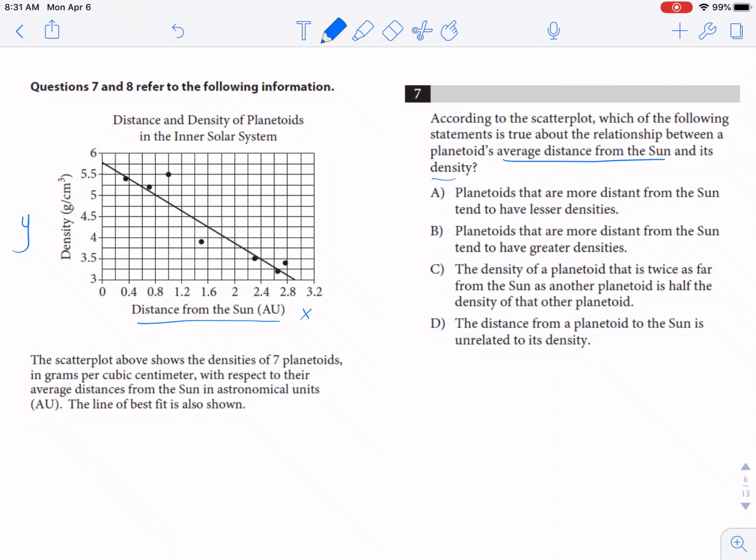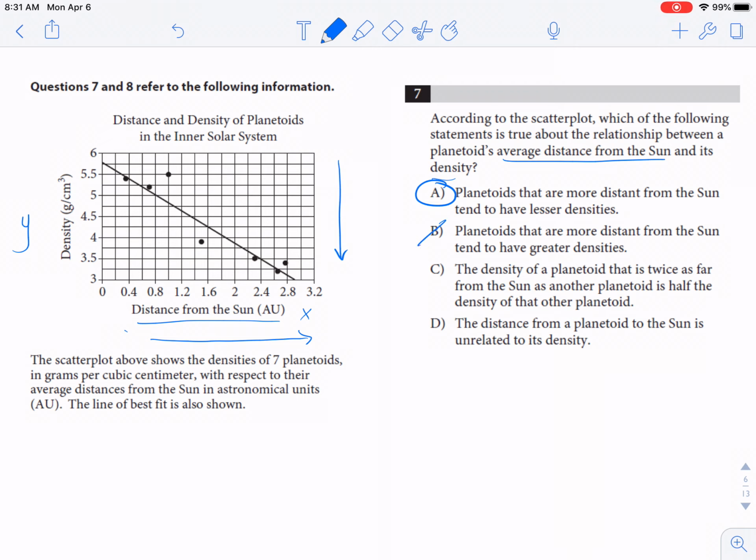So, reading through the answers, because this is the easiest way to do this one. Planetoids that are more distant from the sun have lesser densities. Is that a true statement? Yes. As the distance increases, the density goes down. It has a negative slope. I believe A is going to be the answer, but let's just check. Planetoids that are more distant from the sun have greater densities. Definitely not true.